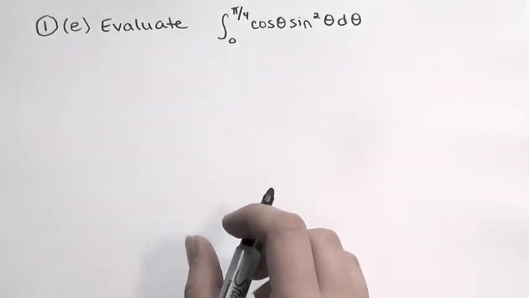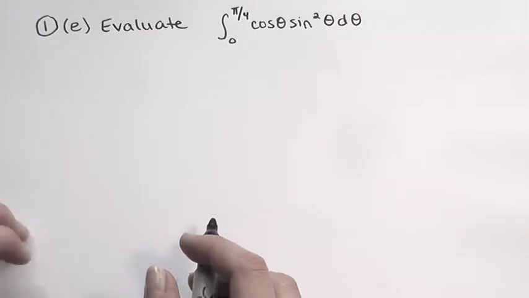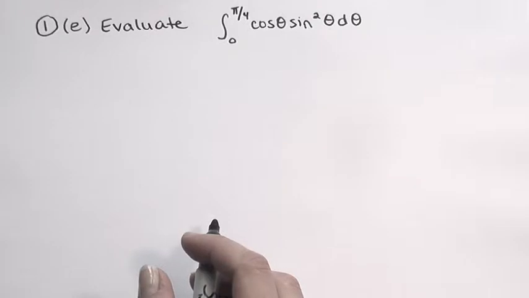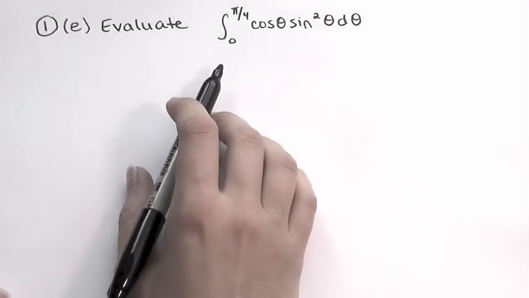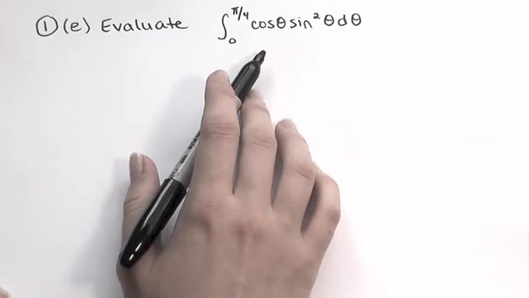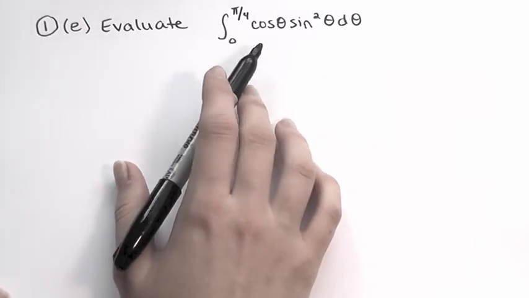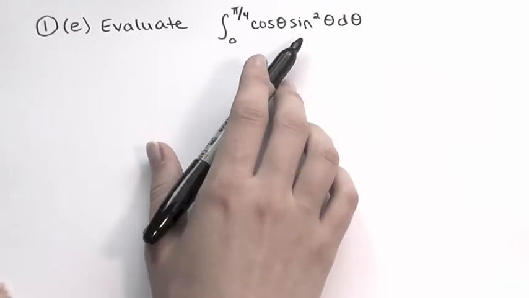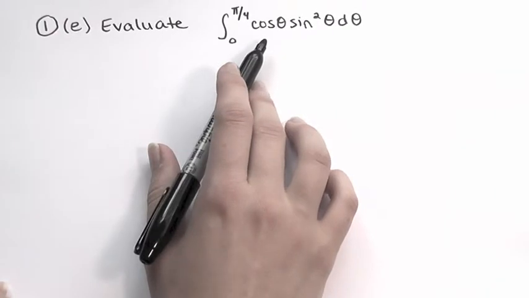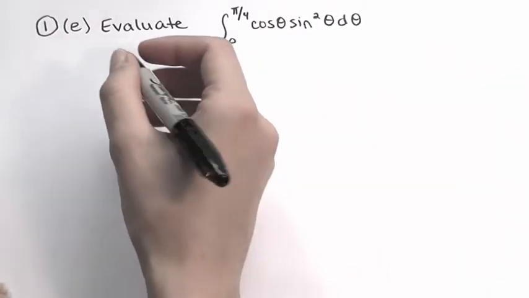Question 1E of the 2008 Extension 1 exam says to evaluate the integral of cos theta sine squared theta d theta from 0 to pi on 4. When I look at this, the first thing I think is we have sine theta and cos theta, two different functions, or sine squared theta. But what's important is that the derivative of sine theta is cos theta. So we can use substitution quite easily here.